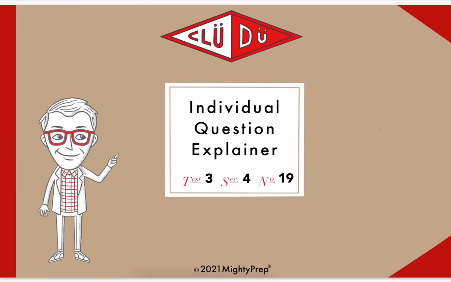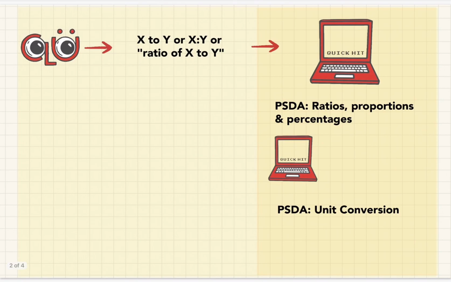Hey, it's Bruce with a fun individual question explainer for Test 3, Section 4, problem number 19. It's a word problem. I do not want you to be intimidated by this one.